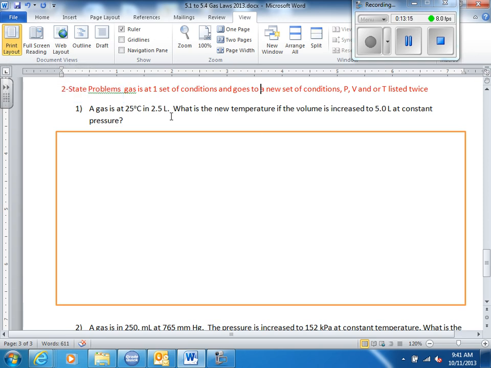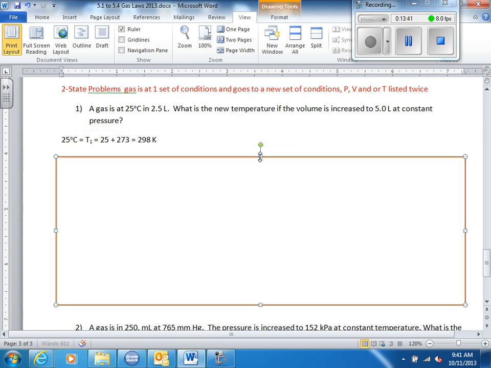Okay, so here we have a temperature and a volume and another volume, and we're asked about temperature. Notice it mentions pressure, but pressure is not in the problem. There's no pressure units here. You're told pressure is constant. You know it's a two-state problem because volume and temperature are listed twice. Here's temperature the second time.